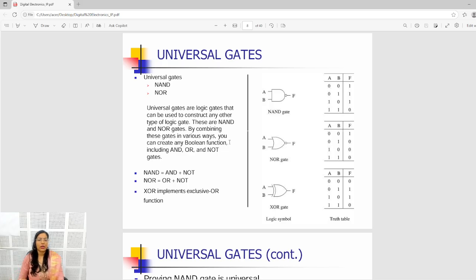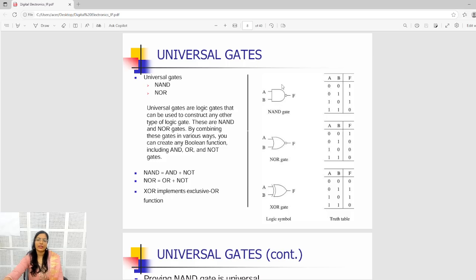Coming to our next topic, which is universal gates. Universal gates are NAND and NOR gates. NAND is a combination of AND and NOT gate, whereas NOR is a combination of OR and NOT gate. XOR implements the exclusive OR function. Universal gates are basically those logic gates which can be used to construct any other type of logic gate, which are NAND and NOR gates. By combining these gates in various ways, we can create any Boolean function, including the basic Boolean gates, which are AND, OR, and NOT gates.